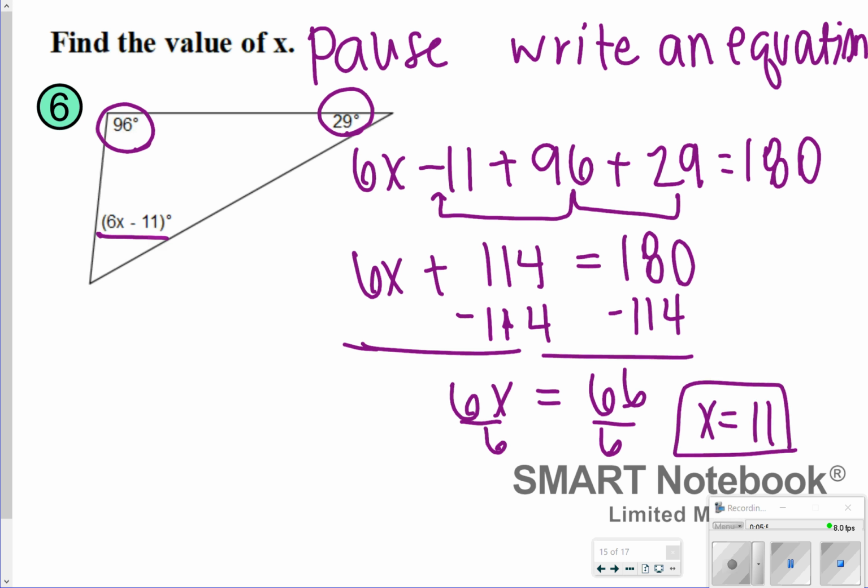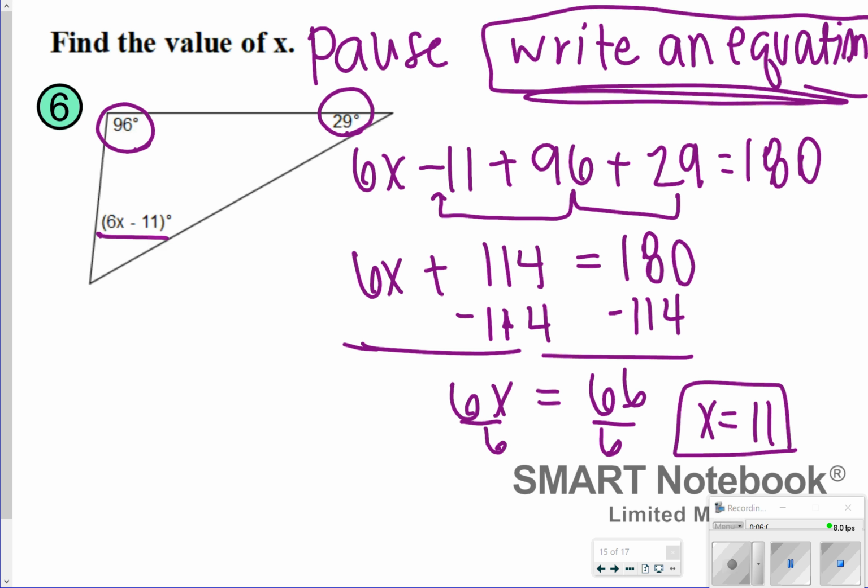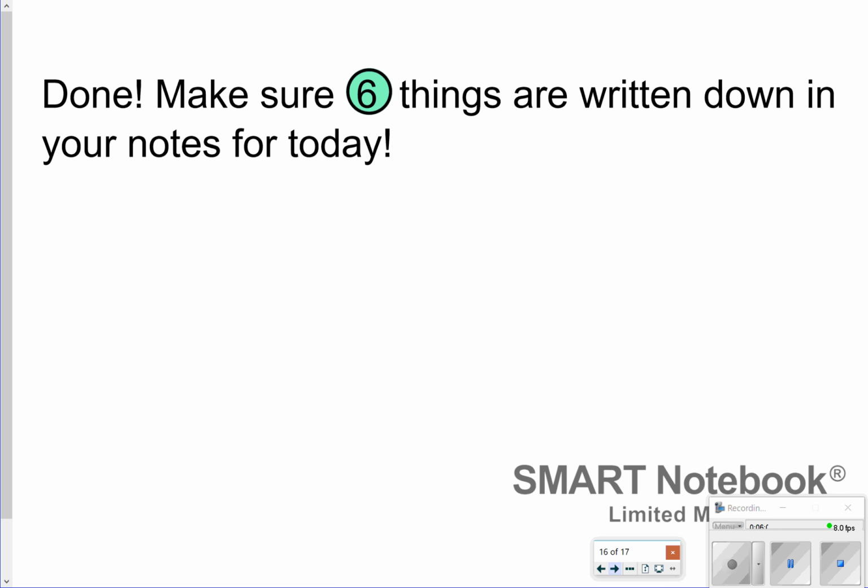It is important to write an equation for some of these. You're going to see those multiple times on your worksheet tonight for homework, so just make sure you're paying close attention there. And that is going to conclude our notes for today.